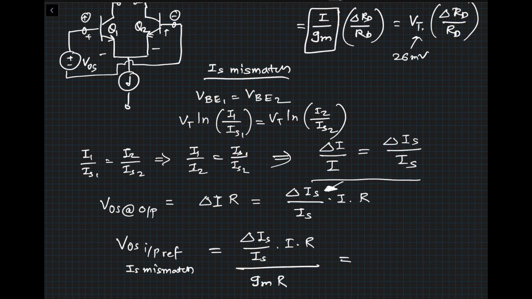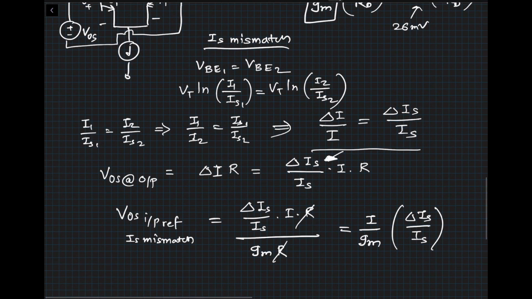If we go through this carefully, the resistor will cancel out, and then you will get I divided by GM and delta IS divided by IS. So you can pretty much see similar behavior. You're getting this I divided by GM in all the cases.